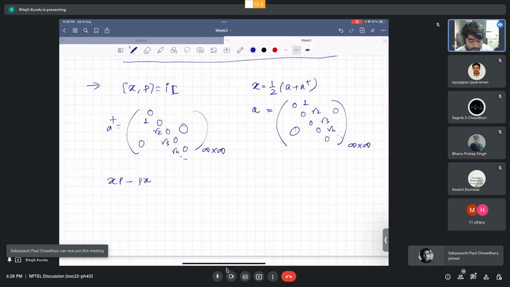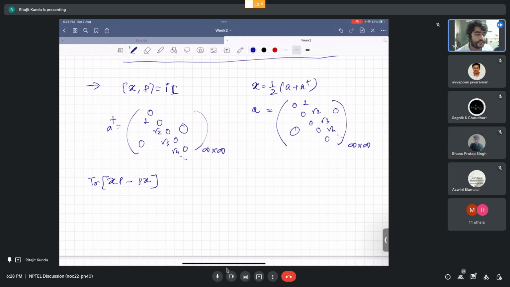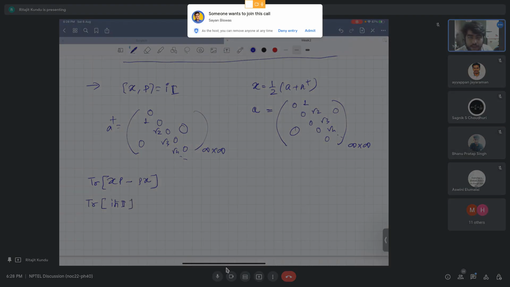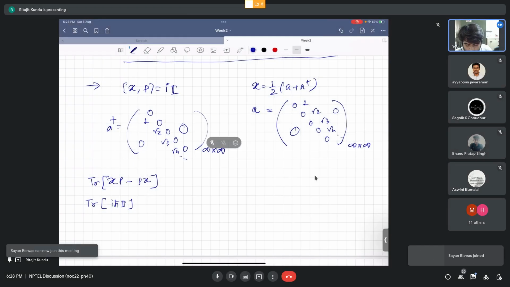When you do that, let's say you take the trace of this thing. We know from our previous discussion that the trace of the commutator of two operators should be 0, right? But we know that this is nothing but i h bar times the identity, whose trace is not 0. Certainly it is not 0, right?